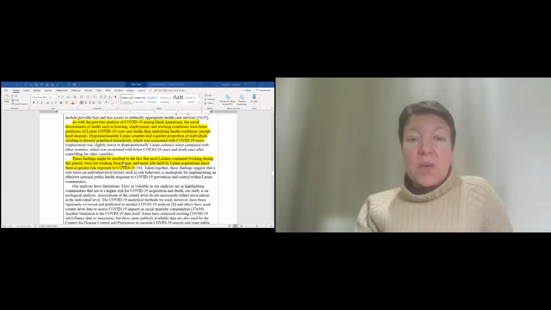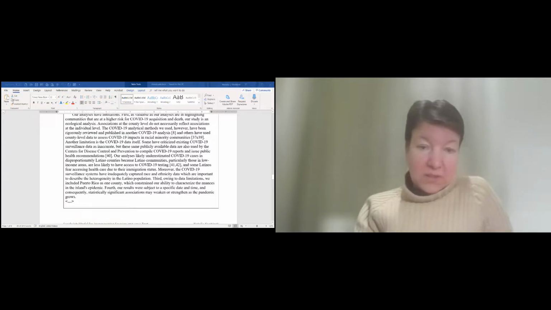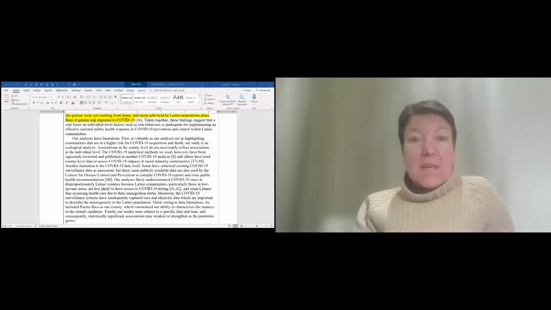Okay, so these findings might be ascribed to the fact that most Latinos continued working during this period. They were not working from home, and many jobs held by Latino populations place them at greater risk exposure to COVID-19. Okay, can I have a volunteer who would help me summarize this in 1 or 2 sentences?